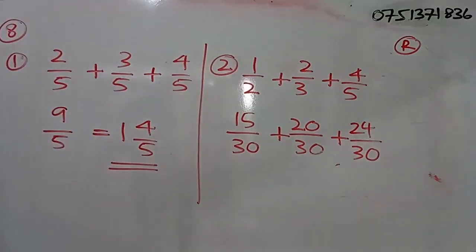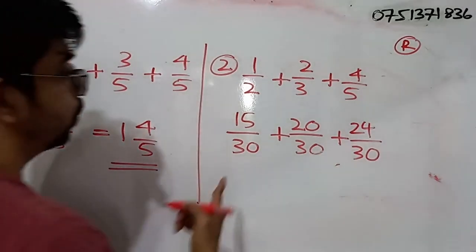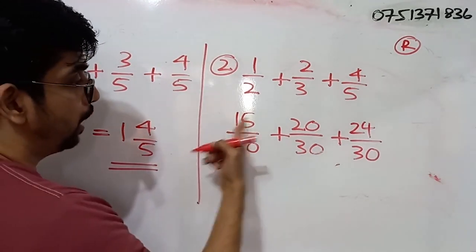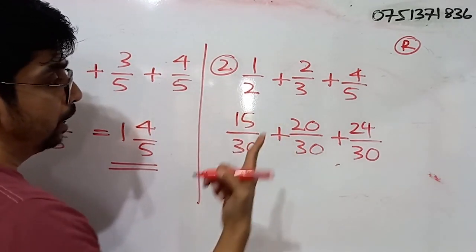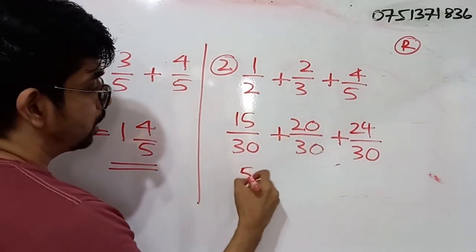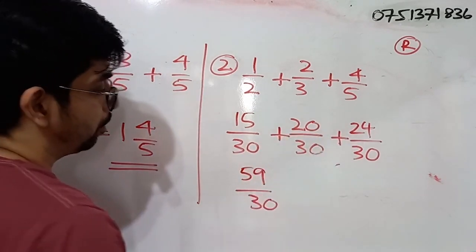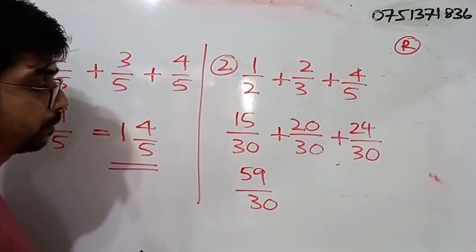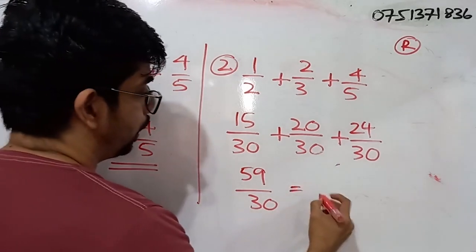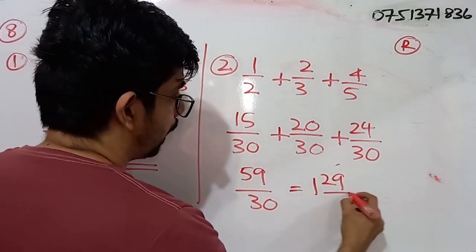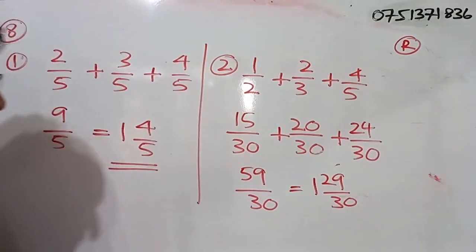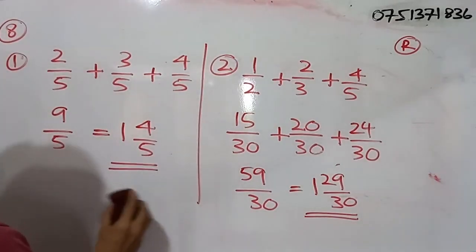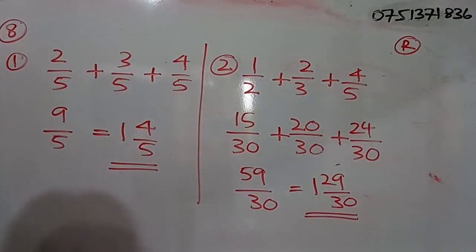Right. Now all the denominators are same. So we can just simply add the numerators as it is. So 15 plus 20, that is 35. 35 plus 24, that is 59. 59 by 30. Right. So now we have to convert this into a mixed number. So it will be 1 and 29 by 30. Right. So as I had said to you, there's another way where we can get the answer.